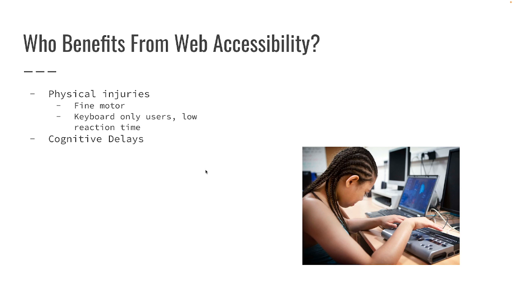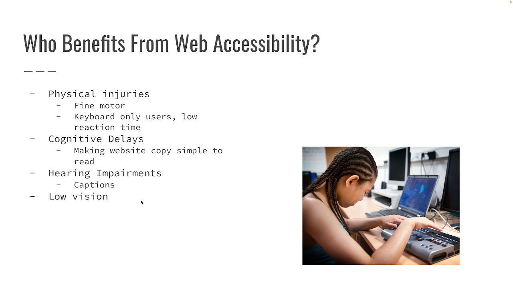You may be having people on your page who have cognitive delays that make it harder for them to understand what's going on your page. So we're making sure that the website copy, what we have on there, is simple to read and straight to the point and not very wordy or using a lot of jargon. We also may have people with hearing impairments. So we want to make sure that whatever we have on the page, if it has any media, that there's captions. We may have people who have low vision or who are blind and are using magnifiers and screen readers.